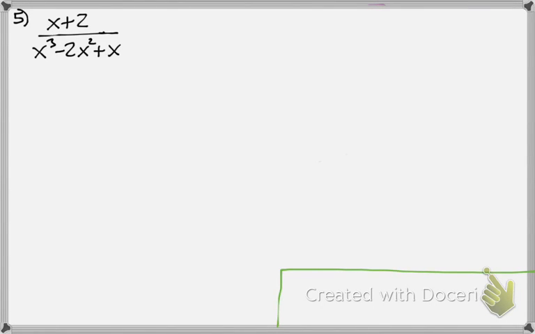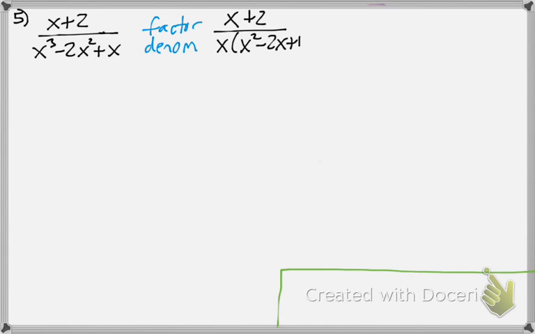So for number 5, our first step is to factor the denominator. So this is something that was done previously for us. So let's factor the denominator. So factor out an x first as a GCF, and then we can factor that trinomial.